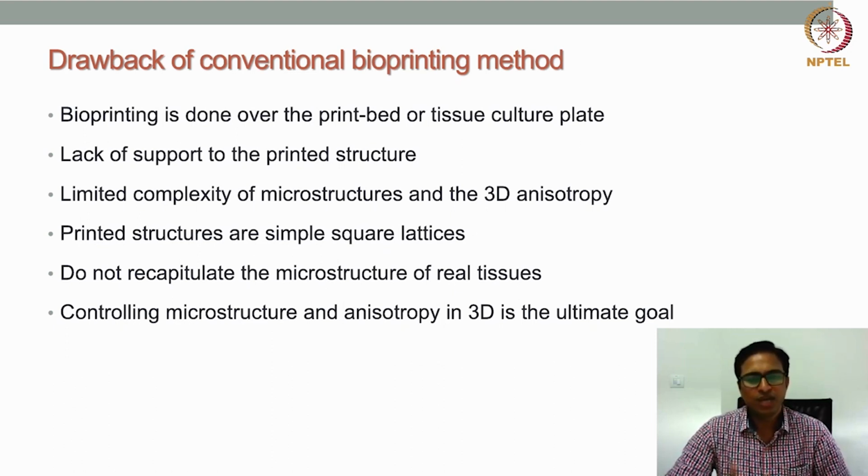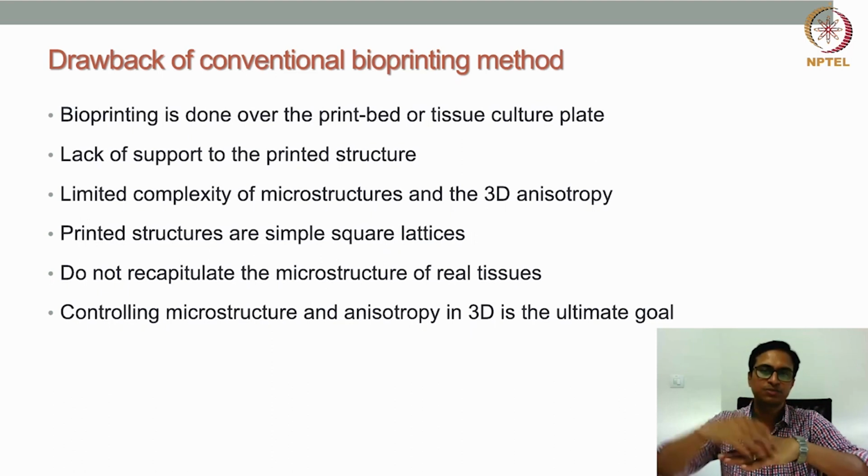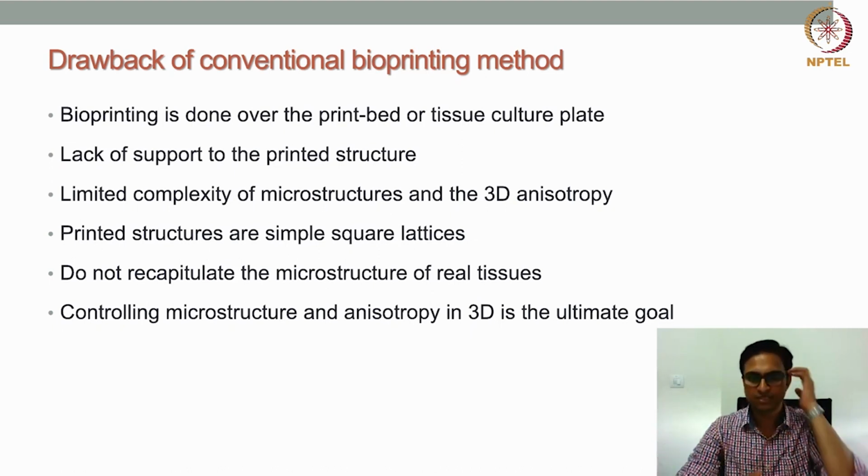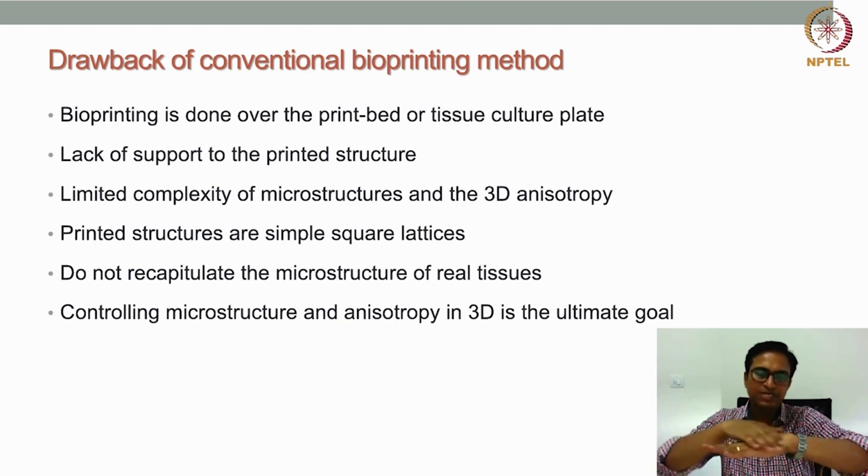In all of these, whether it is inkjet printing, extrusion-based bioprinting, or laser-assisted bioprinting, the bioprinting is done mostly on a print bed, a culture plate or a substrate, right? On the substrate we print the material, so that the structure can be built directly on the tissue culture plate, on a petri dish, anywhere. But please note this: whenever we print, we print on the stage, where the support is mostly provided by the print bed or the tissue culture plate, right?